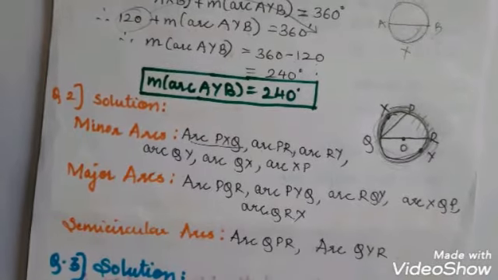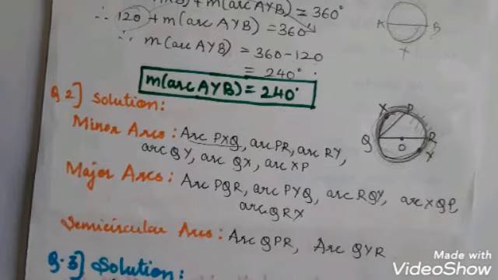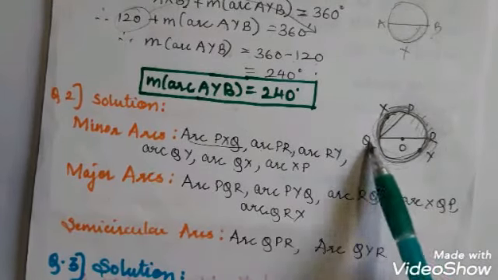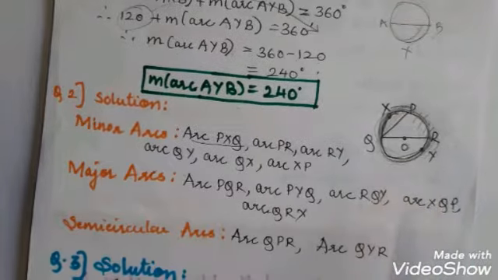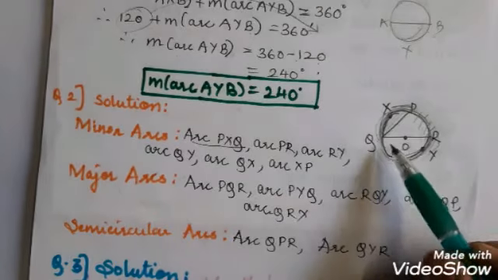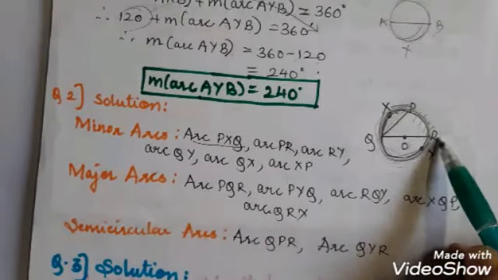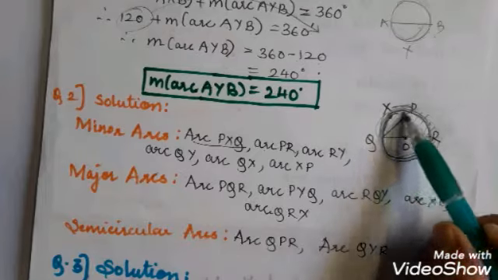Next, semicircular arc. Now semicircular arc is very simple. I have told you before. A semicircular arc means an arc which is formed by the diameter of the circle. It divides the circle into 2 equal parts. So those are called semicircular arcs. There are 2 semicircular arcs. One is arc QYR and the other one is arc QPR.